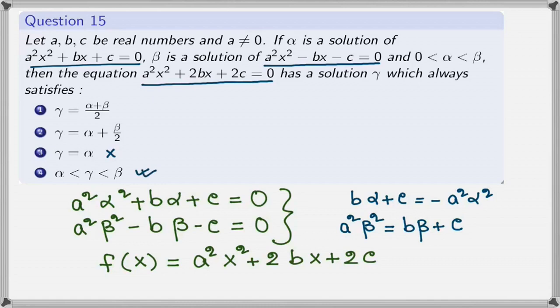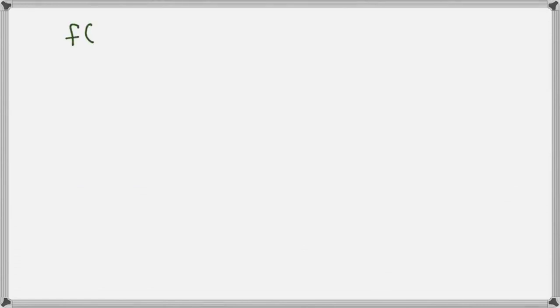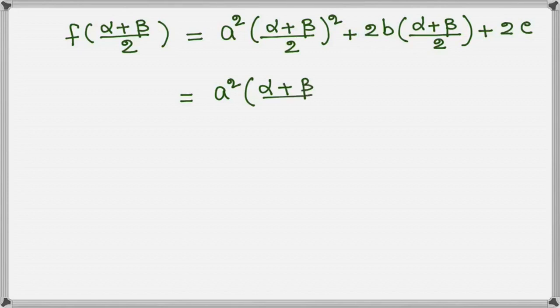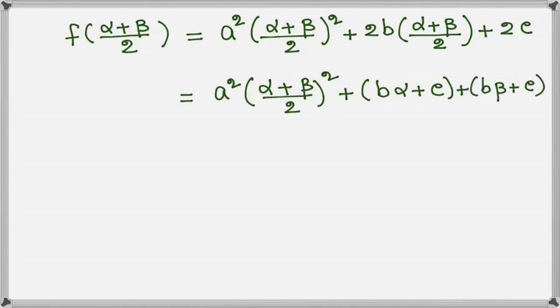Now to check whether the first option is correct or not, let us compute f of alpha plus beta divided by 2. f of alpha plus beta divided by 2 is equal to a square into alpha plus beta divided by 2 whole square plus 2b into alpha plus beta divided by 2 plus 2c, and this is equal to a square into alpha plus beta divided by 2 whole square plus b alpha plus c plus b beta plus c.